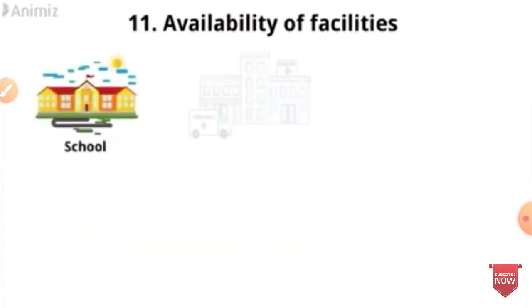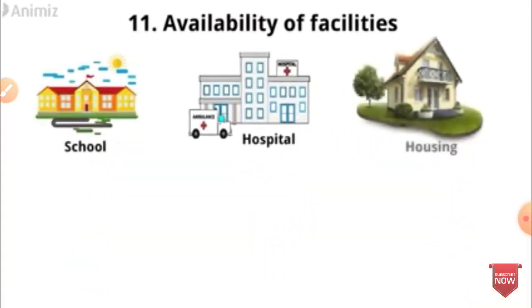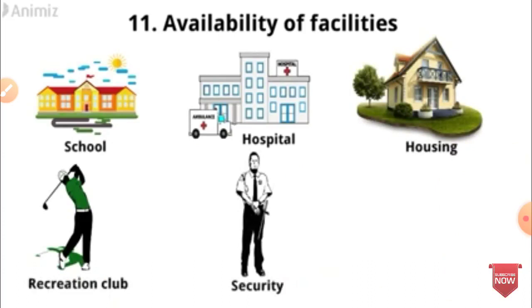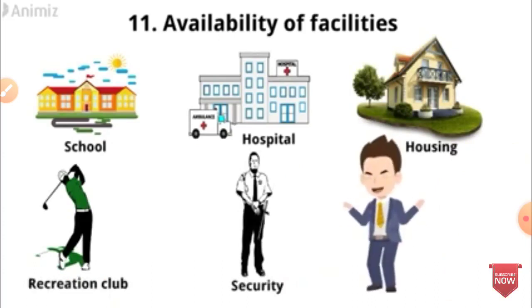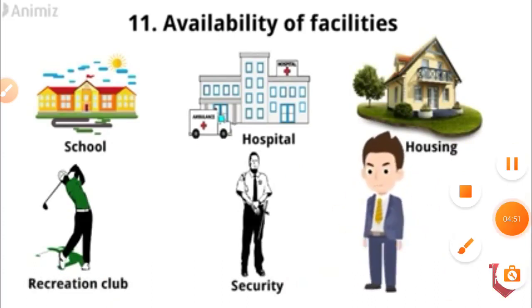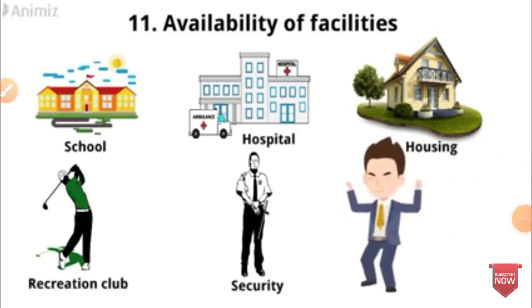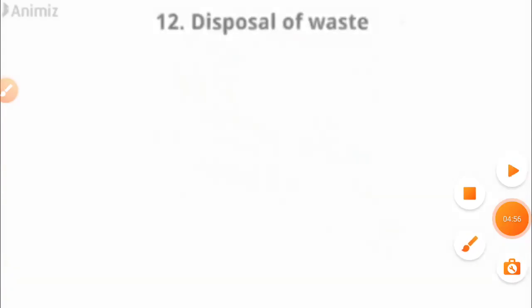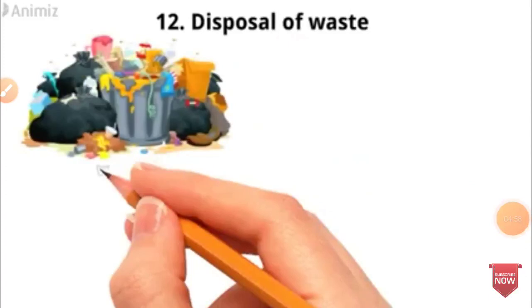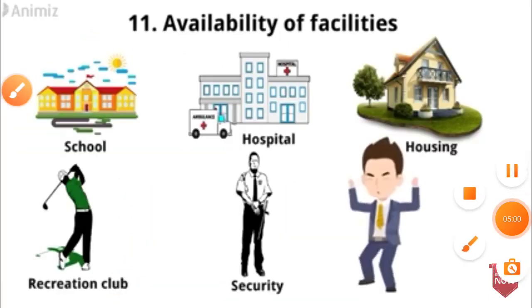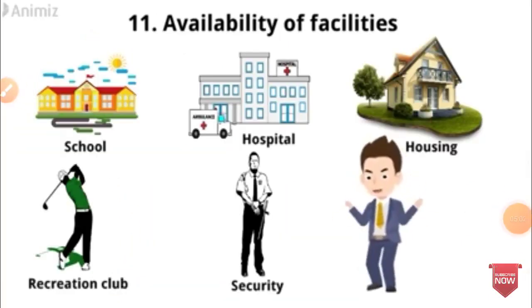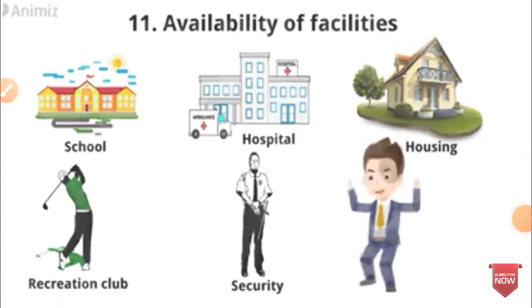And the number 11 point is availability of facilities. So facility is also required. So in that facility, school, hospital, housing, recreation club, security. Okay, and those types of facility are required. So availability of facilities. So the next point is number 12, disposal of waste.